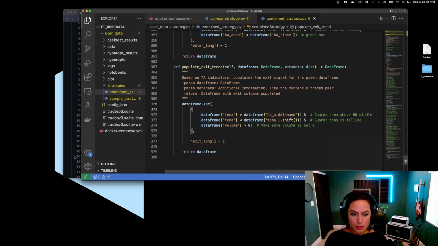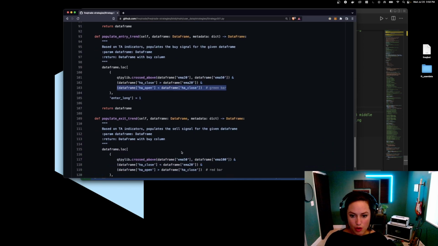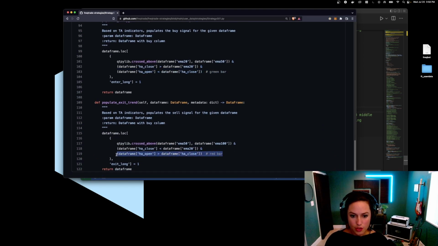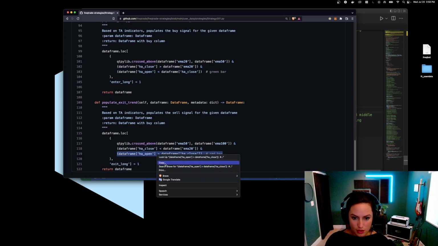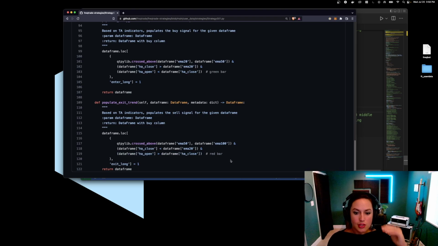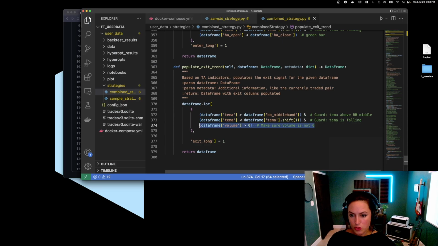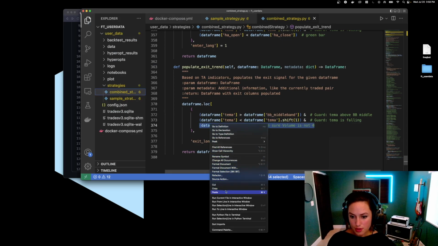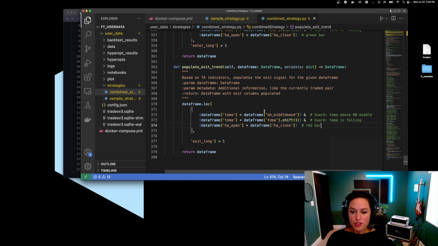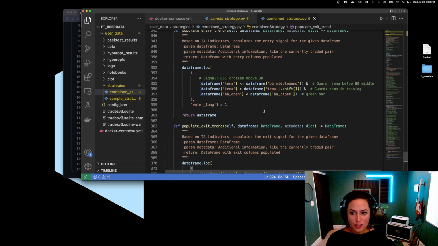And I'm going to copy and paste that Heikin-Ashi red bar here, this line of code saying that when the opening of the candle is greater than the close of the candle, then we want to sell. When the open of the candle is greater than the closing price, then there was money lost during the day. So that's a red bar. And I'm just going to paste that over the volume being greater than 0. Okay, so now we have a strategy that we custom tailored to what we want. This is one of so many examples that you could create for a custom strategy.